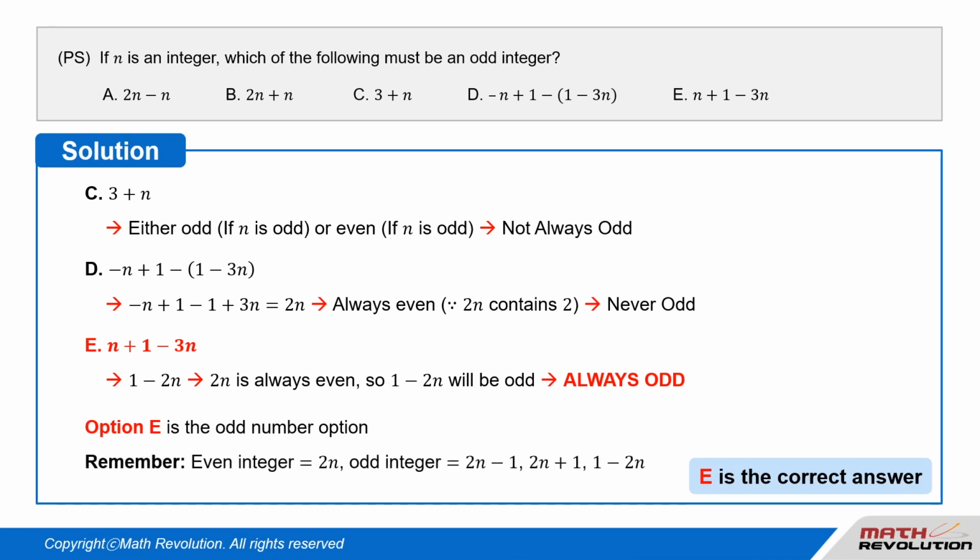Remember that an even integer can be described as 2 times n, and an odd integer can be described as 2 times n minus 1, 2 times n plus 1, or 1 minus 2 times n. Answer: E.